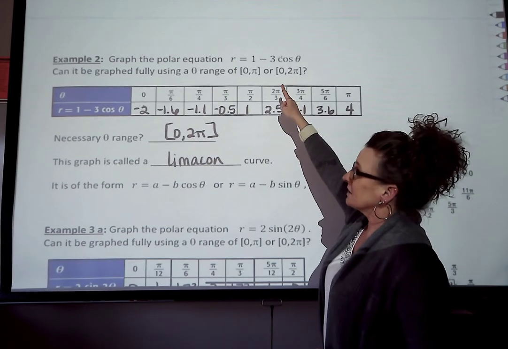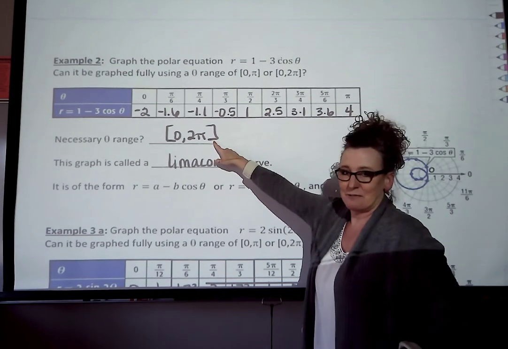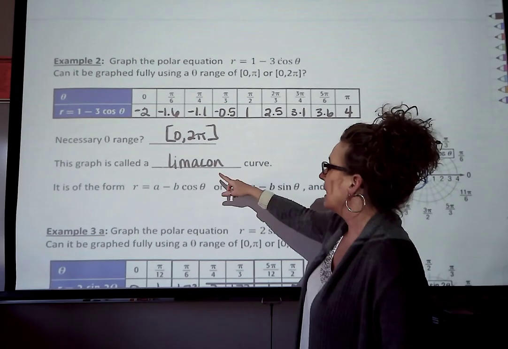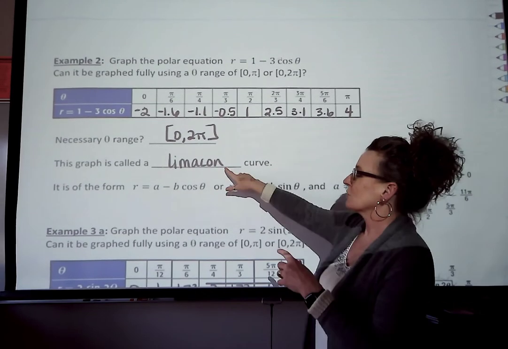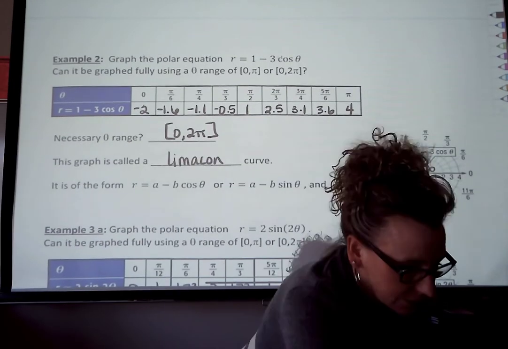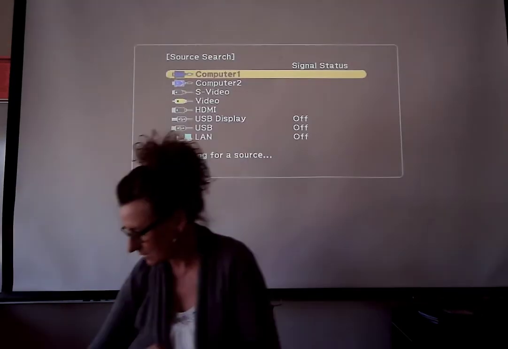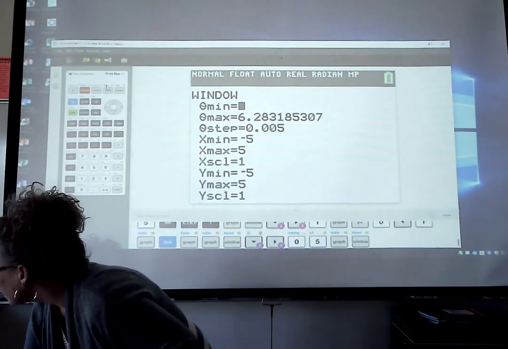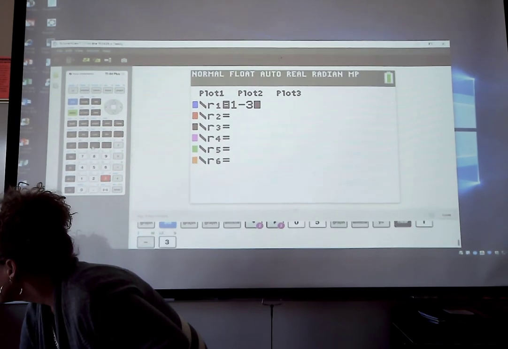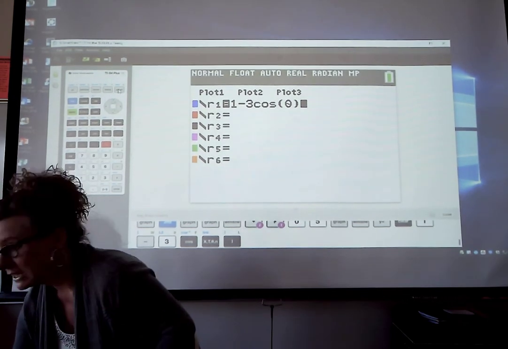I'm going to type this in my calculator. I'll go over quickly again how to get the values in the table, and we'll graph it. And I'll show you again to make sure that it takes up the whole 2 pi. We can either look at it after it's graphed, or we can look at the equation, and it's going to be a limacon. Okay, so let me go back to my calculator. Let me get it typed in. 1 minus 3 cosine theta. Okay, ready? I'm going to hit graph.